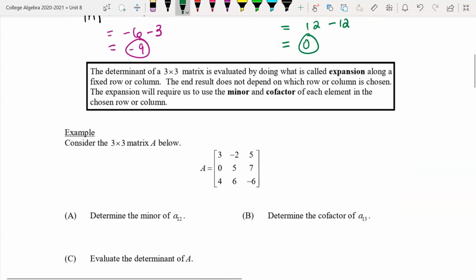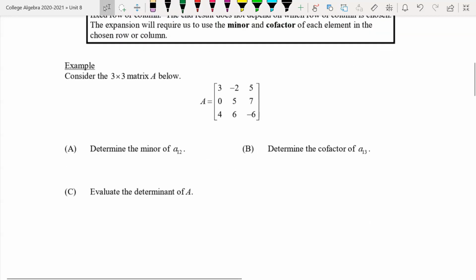All right? The determinant of a 3x3 matrix is evaluated by doing what is called expansion along a fixed row or column. The end result does not depend on which row or column is chosen. The expansion will require us to use the minor and cofactor of each element in the chosen row or column. So the minor is like the determinant without those rows or columns in it.